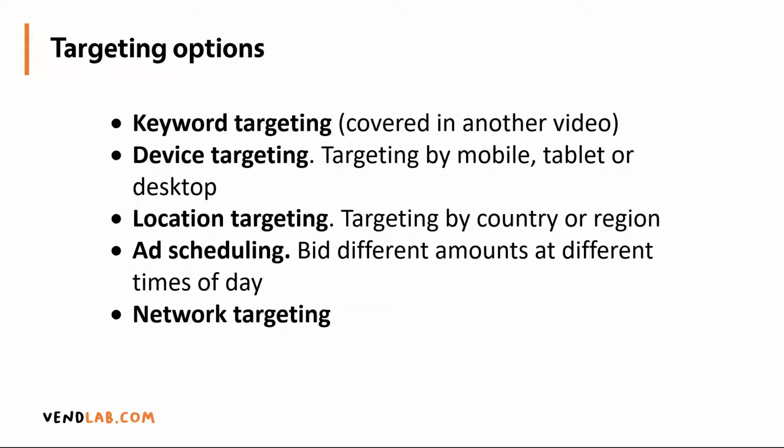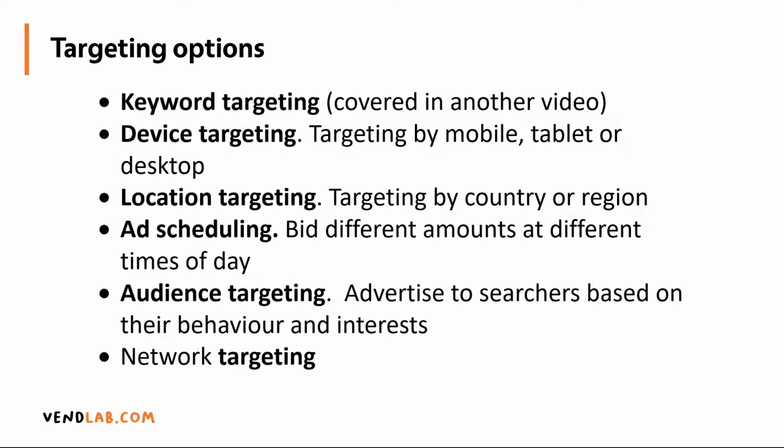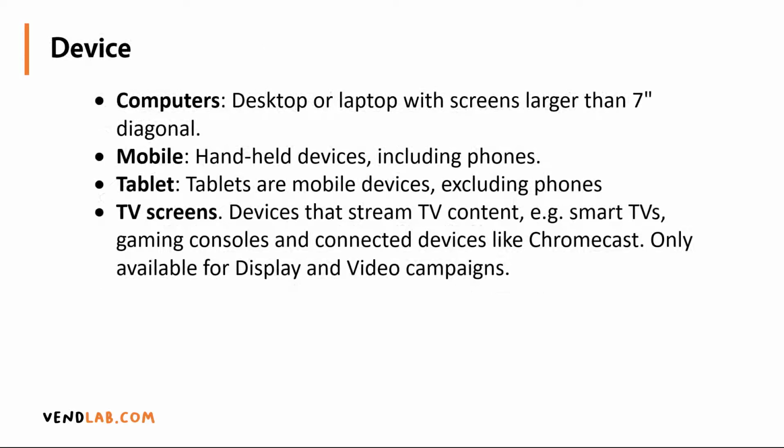Ad scheduling enables you to bid different amounts for different times of the day and days of the week. You could, for example, decide you do not want your ads to display during the night. Audience targeting enables you to advertise to searchers based on their behaviors and interests. Finally, network targeting enables you to include or exclude Google partner advertising sites. Now let's look at each targeting type in more detail, starting with devices.